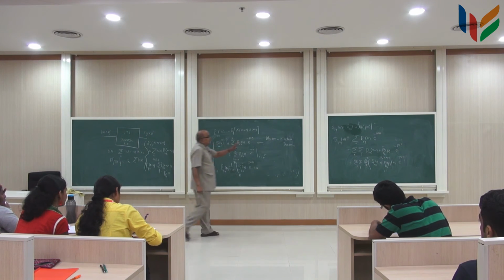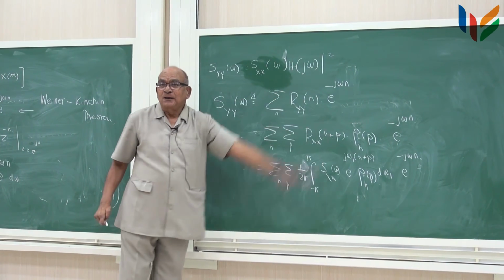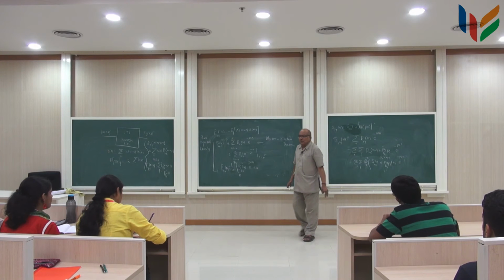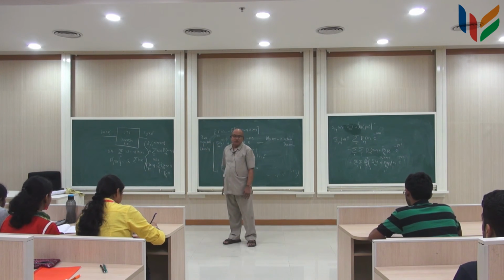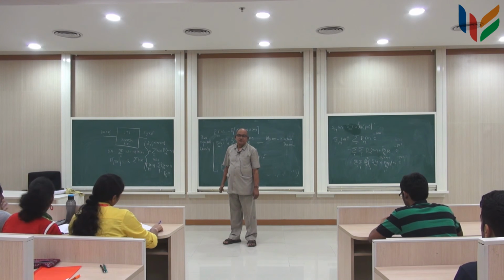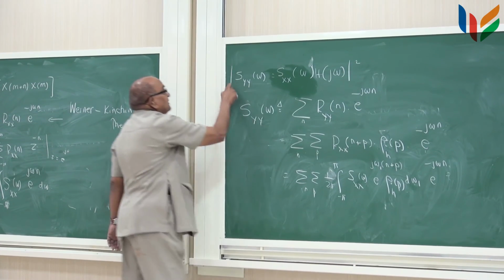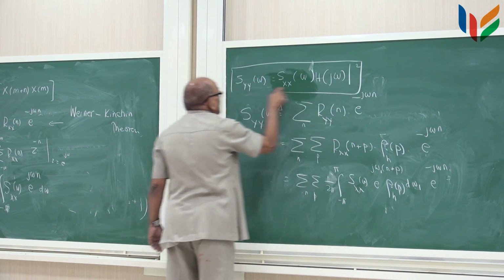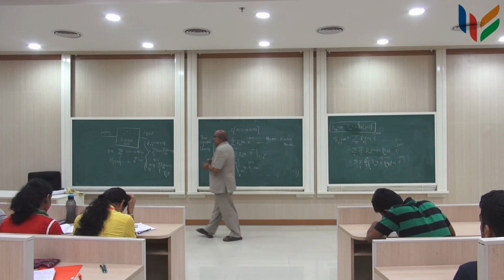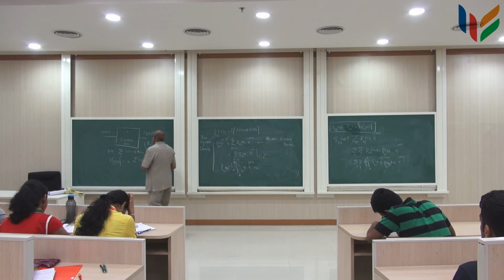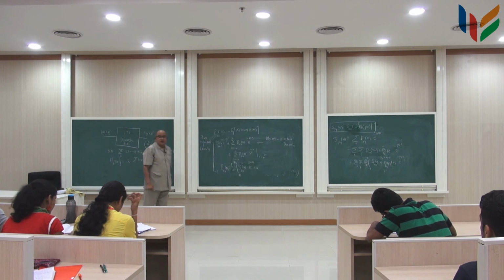The output spectral density is equal to the input spectral density multiplied by the modulus square of the transfer function of the black box. This is a very fundamental result. This is on the assumption that the input process is wide-sense stationary, and knowing the spectral density of this, I can find out what is the spectral density of the output.